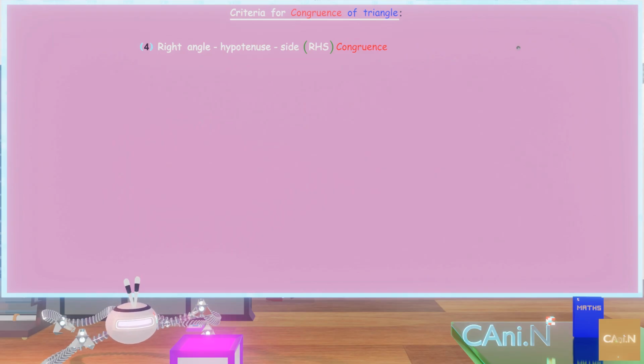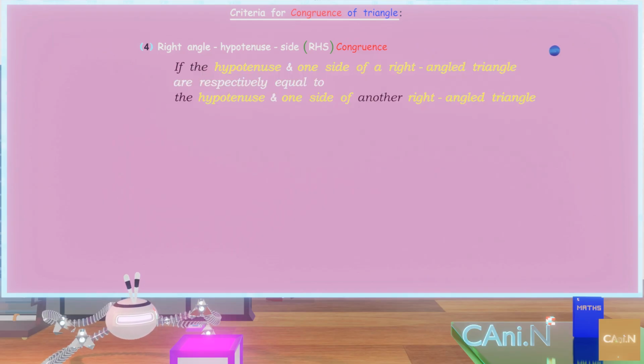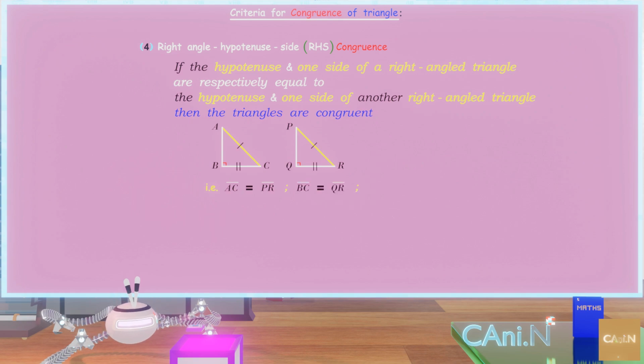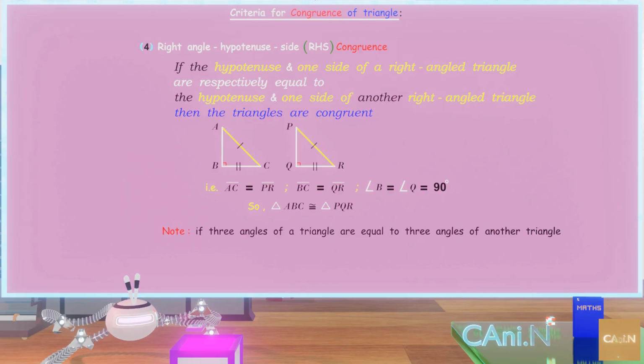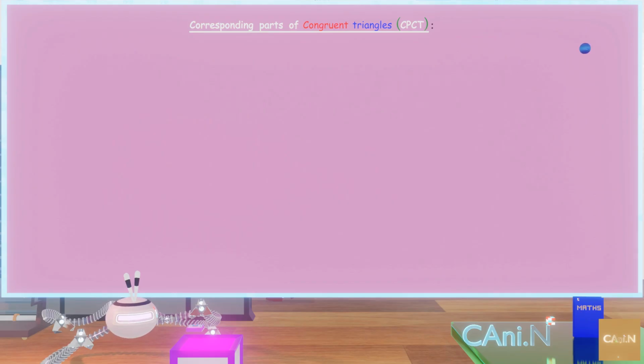Right angle-hypotenuse-side congruence: if the hypotenuse and one side of a right-angled triangle are respectively equal to the hypotenuse and one side of another right-angled triangle, then the triangles are congruent. Here, AC equals PR, BC equals QR, and angle B equals angle Q equals 90 degrees. So, triangle ABC is congruent to triangle PQR. Note: if three angles of a triangle are equal to three angles of another triangle, then the triangles are not necessarily congruent.